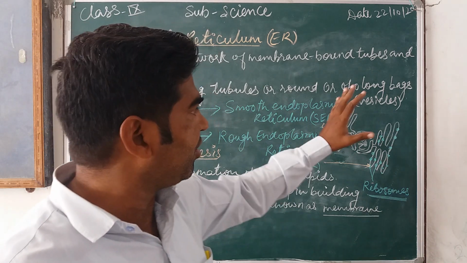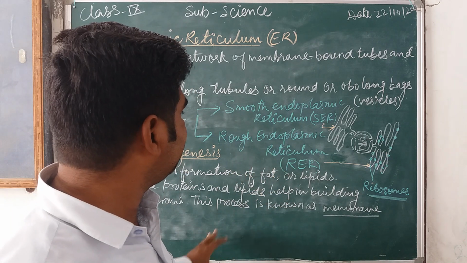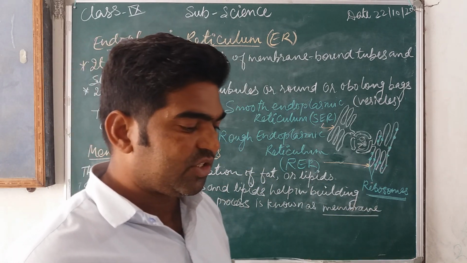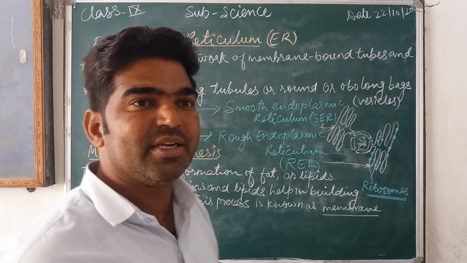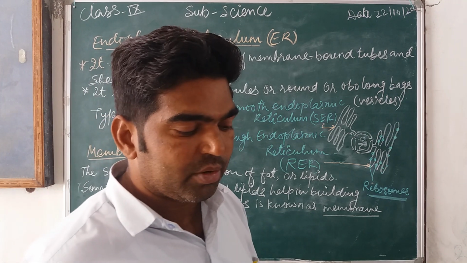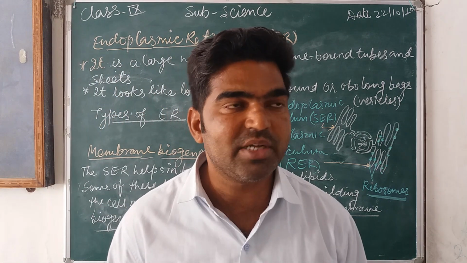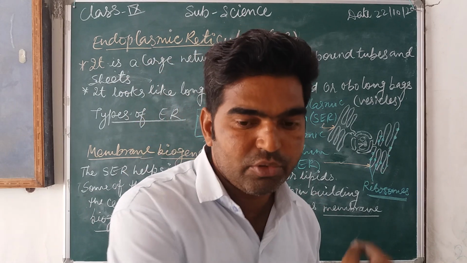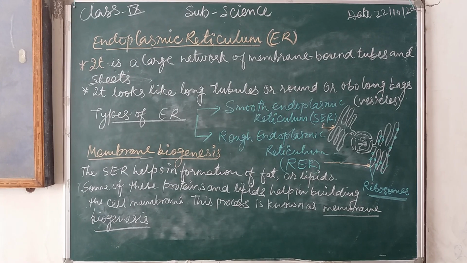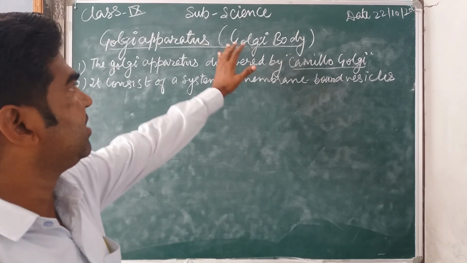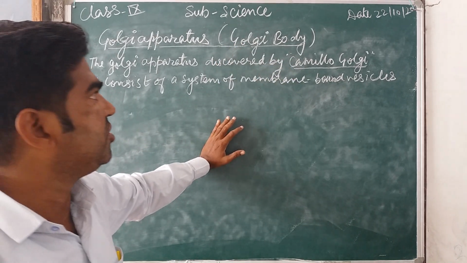I hope everybody got it, all these things, the types of endoplasmic reticulum on the basis of presence of ribosomes and its functions. Everything is already given in your textbook, and you note this down in your notebook. Now next we are going to discuss another cell organelle, that is the Golgi apparatus. So first you note down this one. Next, the Golgi apparatus. Commonly it is known as the Golgi body.